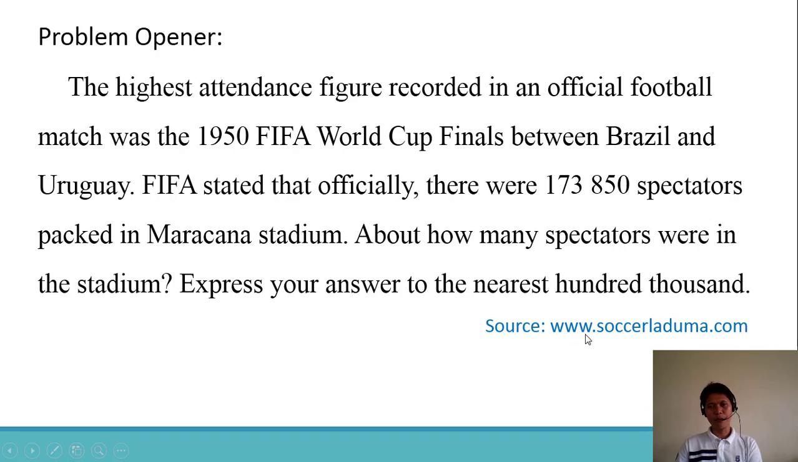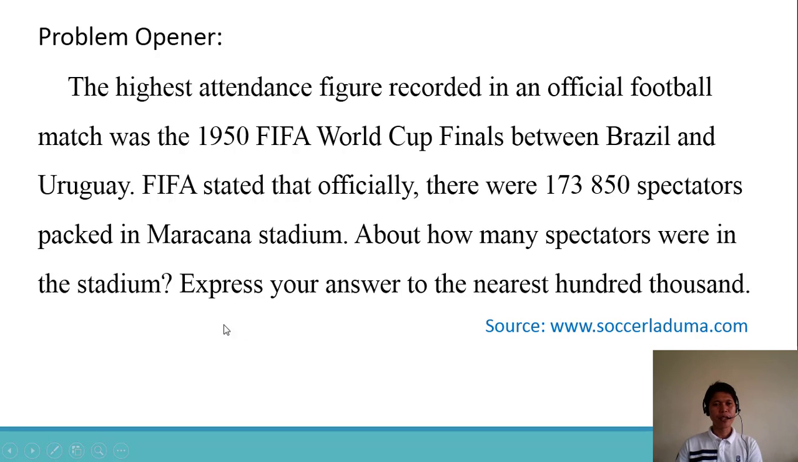Okay, the source for this is www.soccerladoma.com. So if you are going to follow the steps in problem solving, the first one is to analyze or understand the problem. So what is asked in the problem? We are asked about how many spectators there were in the stadium. The next one is what is the given information, which is 173,850 spectators.